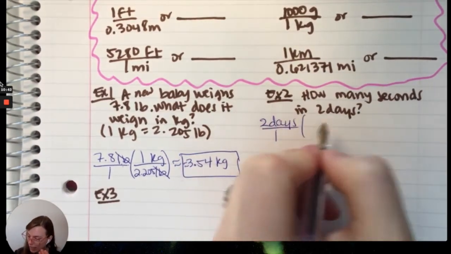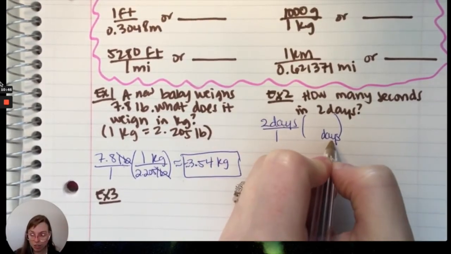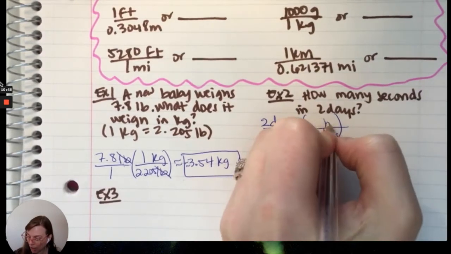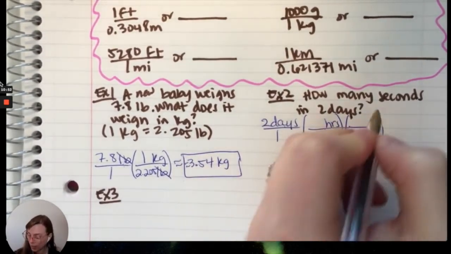So from days, again, if it's in the numerator, it has to then go in the denominator. From days, I'm going to go to hours. From hours, I'm going to change to minutes.